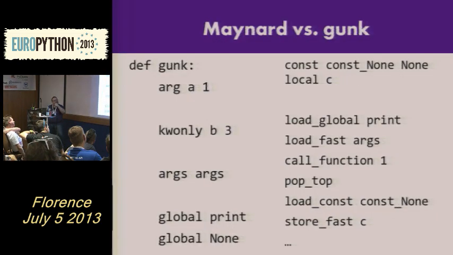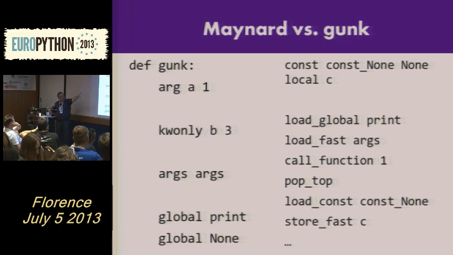So here is Maynard disassembling gunk, and I declare that this is a lot more readable this way. So you can tell A is a positional or keyword argument. It has a default of 1. B is a keyword-only argument. It has a default of 3. We have a star args variable. We called it args. We have two external globals that we might refer to, global and none. This is actually disassembling gunk, so it's printing out the none from the names array, but it doesn't actually ever get used. And then we have the constant value called const none up there.